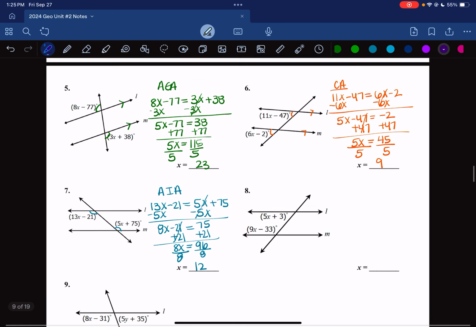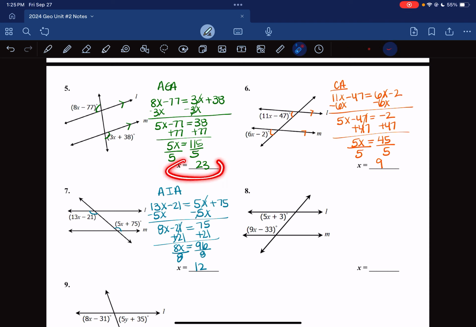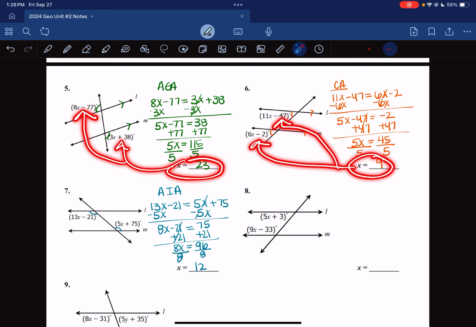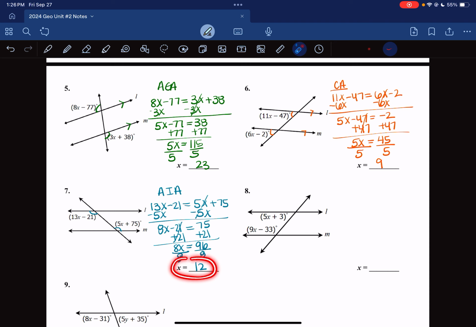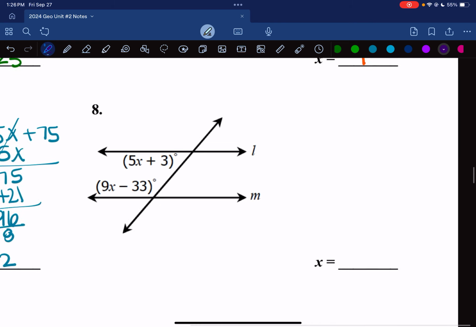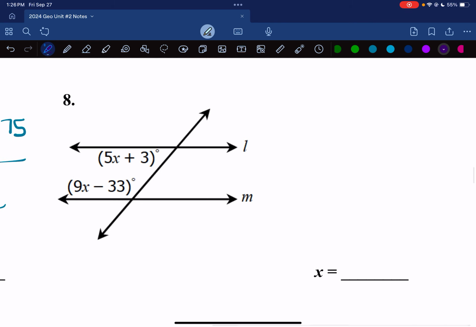On these last 3 problems, if you want to double check that your answer is correct, you could plug your x into your angles, and if you get the same measure, then you know you did it correctly, because you should be able to plug in and get the same number back for each angle because they're congruent, so it has to be the same. Okay, number 8.